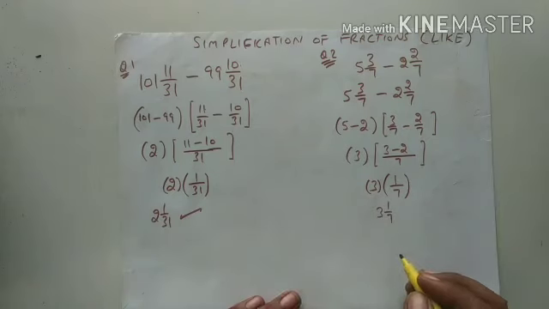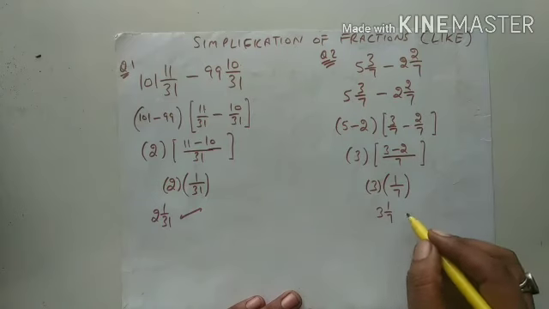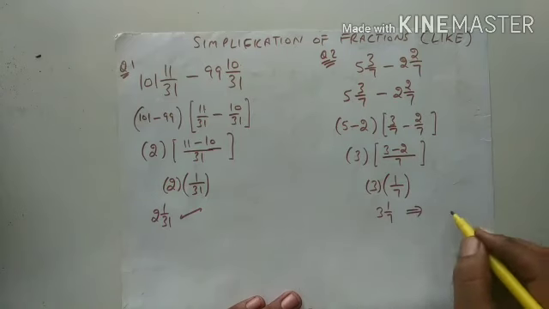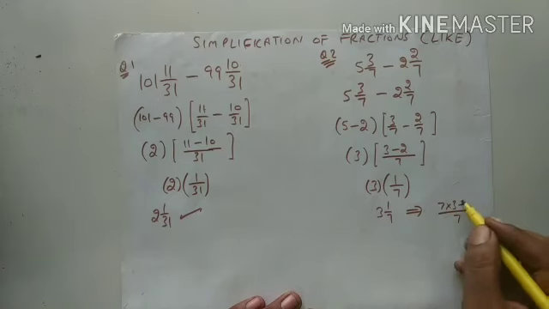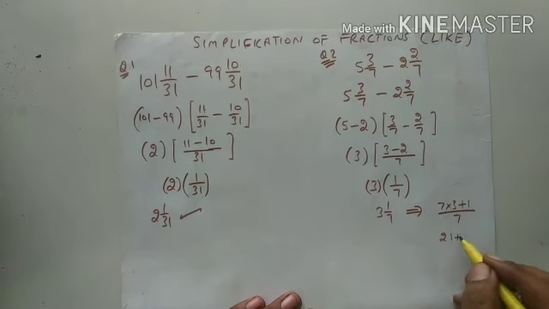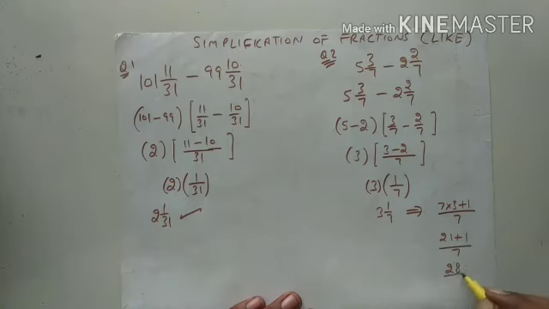Okay student. Now if you want to write in the improper fraction, then how will you convert this? 7 multiply 3 plus 1. Okay, 21 plus 1 by 7. That the answer is 22 over 7. Okay. This is the improper fraction and this is the mixed fraction.